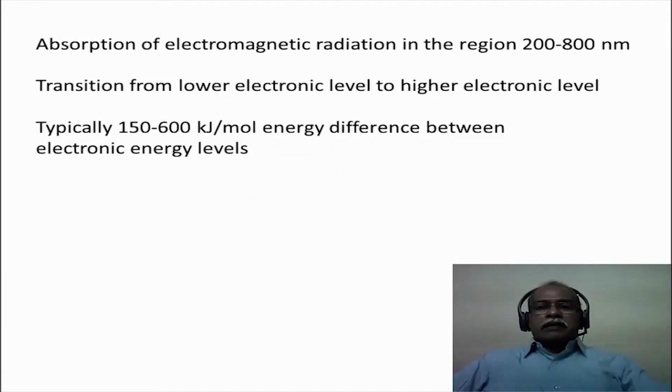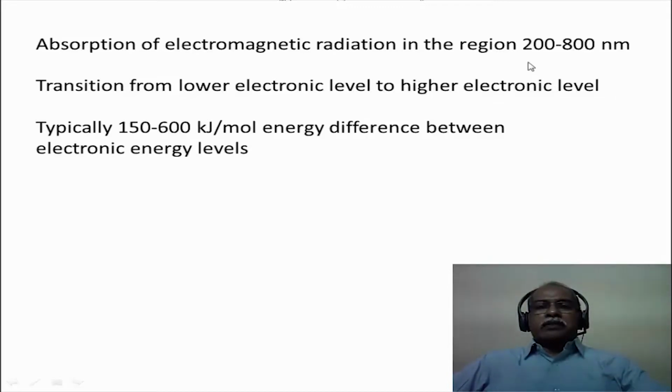The ultraviolet region is the region between 200 nanometers to roughly 380 nanometers. Above 380 nanometers up to 800 nanometers is the visible region. So the region between 200 to 800 nanometers is what is used for ultraviolet visible spectroscopy. Ultraviolet visible spectroscopy is also known as electronic spectroscopy because we are dealing with transitions from a lower electronic level to a higher electronic level in a molecule.